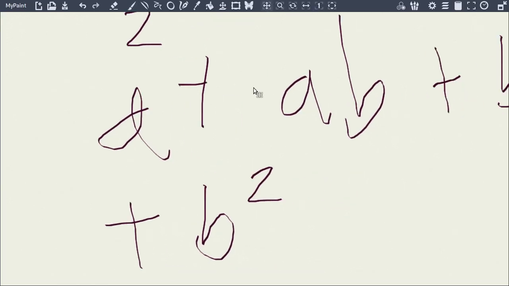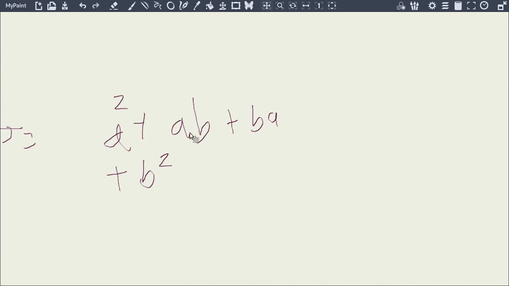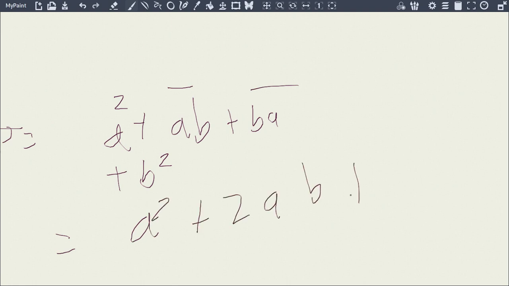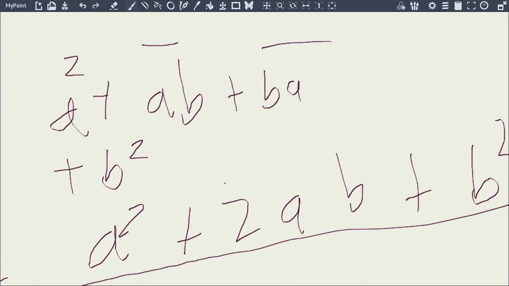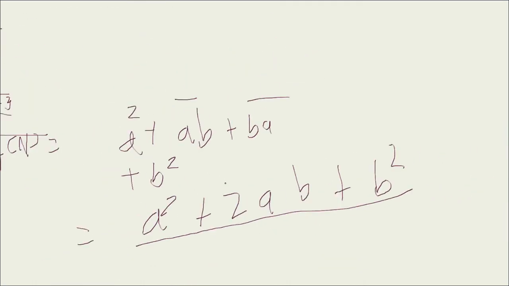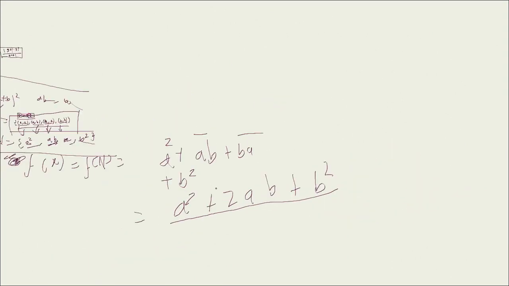We basically have two ways. These two are the same things because they are basically the same. We can add them up and we get a squared plus 2ab plus b squared. And now we can do the same. Now we're going to make it a bit more general here.